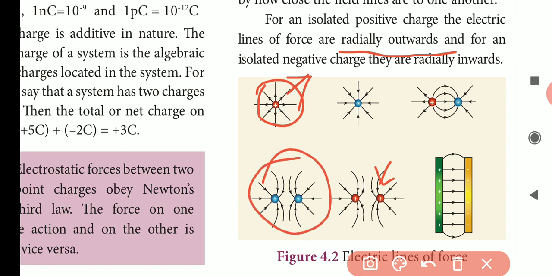This is the positive charge and another one. Here you see, this is the positive charge. The forces are radially outwards. This is the negative charge. The forces are radially inwards.